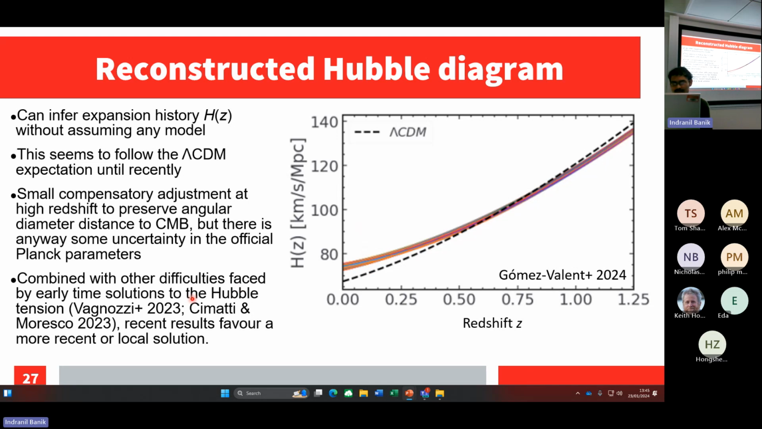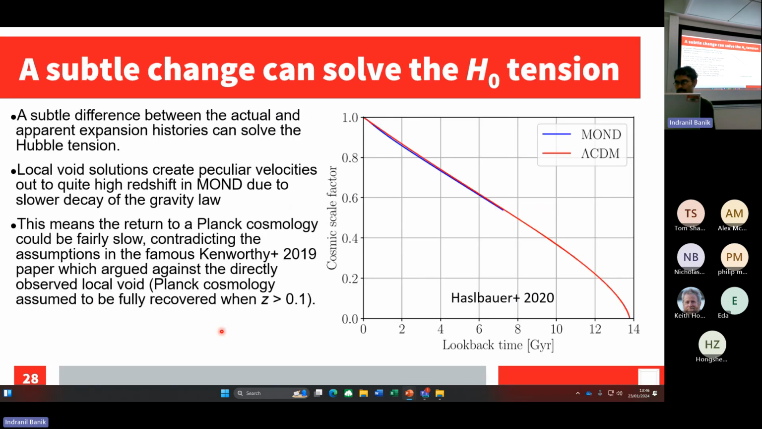There's also other issues faced by early time solutions. So, for example, if you assume that the expansion rate has always been 10% higher than in the Planck cosmology, and find some excuse for why the CMB is still not contradicting your model, the universe will end up younger because of the higher expansion rate, and that will then cause problems with the ages of the older stars and globular clusters. There's also various other problems that would arise. So basically, recent results favor a late time solution to the Hubble tension.